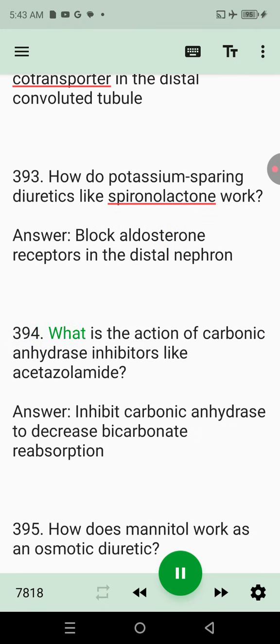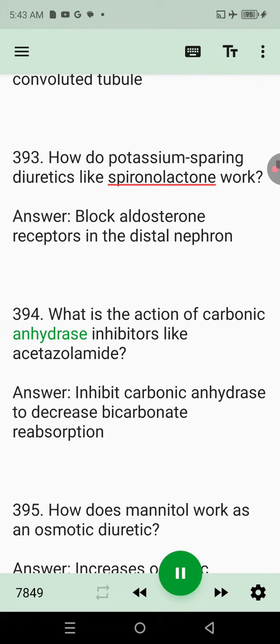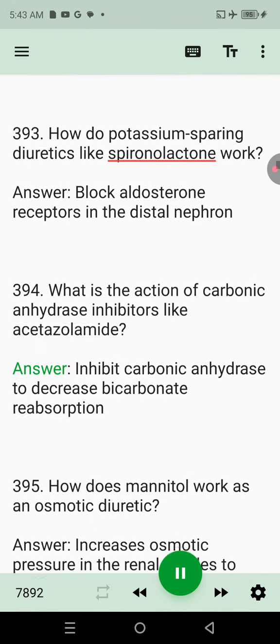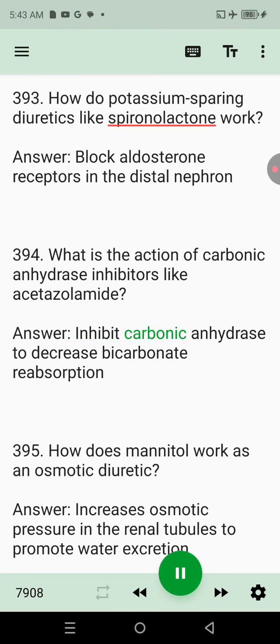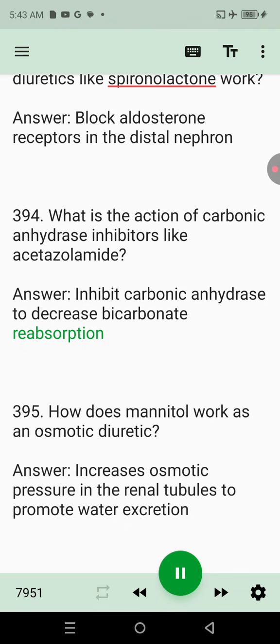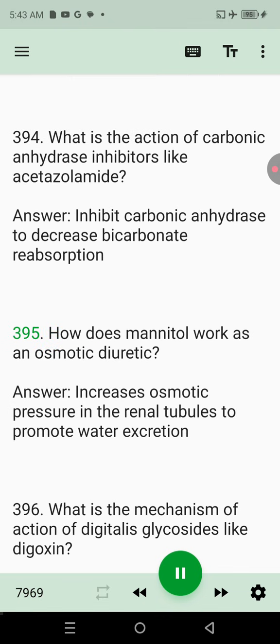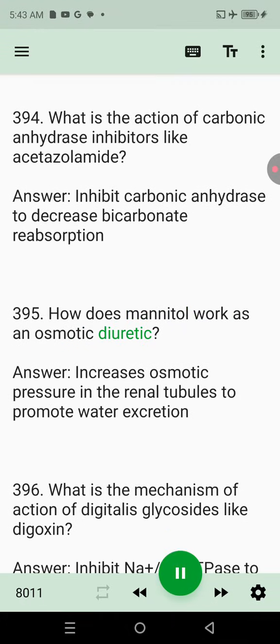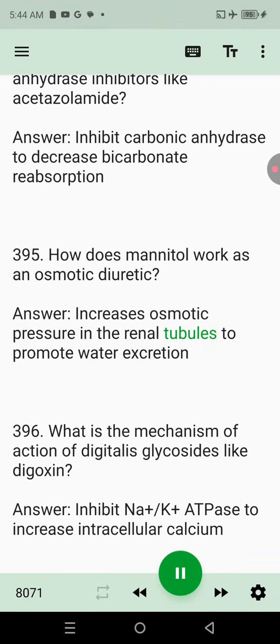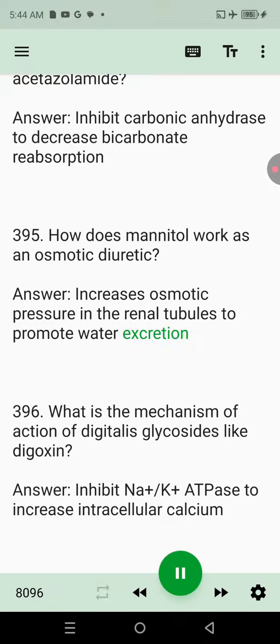394. What is the action of carbonic anhydrase inhibitors like acetazolamide? Answer. Inhibit carbonic anhydrase to decrease bicarbonate reabsorption. 395. How does mannitol work as an osmotic diuretic? Answer. Increases osmotic pressure in the renal tubules to promote water excretion.